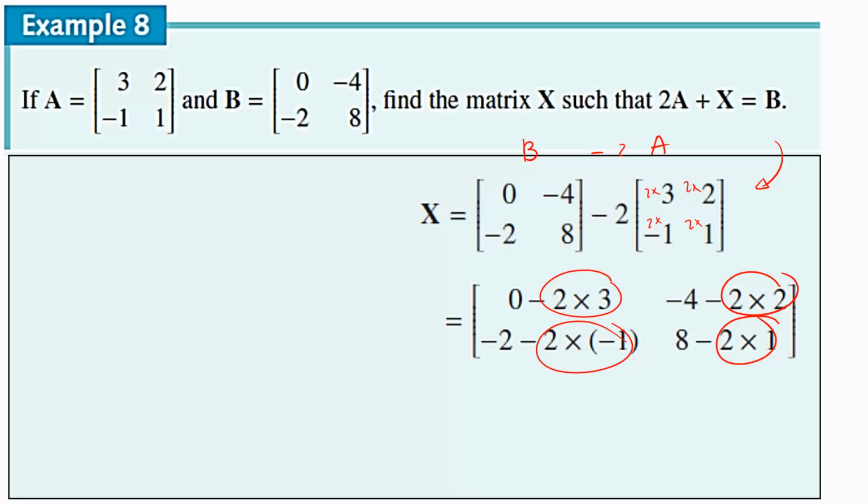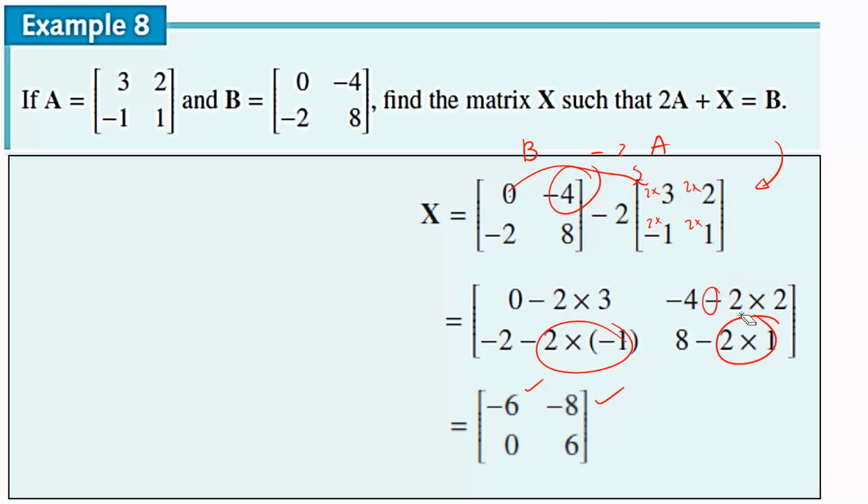But then you're minusing, you're doing 0 minus 6. So 0 minus 6 gives you negative 6. You got negative 4 minus 2 times the 2, which gives you negative 8. And then if you follow the same concept, you do negative 2 minus negative 2 times negative 2, which is positive 2. So negative 2 plus 2 is 0.